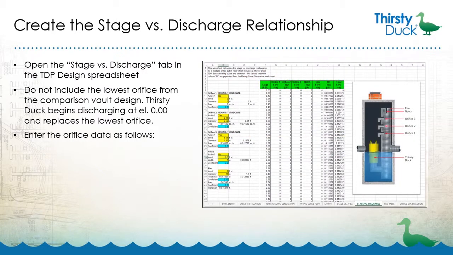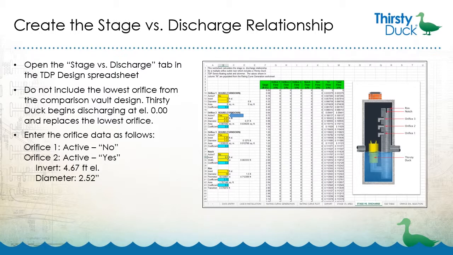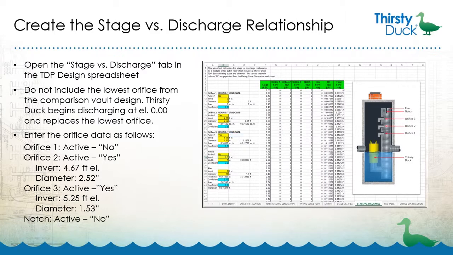For this example, enter the orifice data as follows: Orifice 1, active, no. Orifice 2, active, yes. Invert elevation 4.67 feet, diameter 2.52 inches. Orifice 3, active, yes. Invert elevation 5.25 feet, diameter 1.53 inches. Notch, active, no. Rim, invert elevation 7.00 feet, diameter 18 inches.